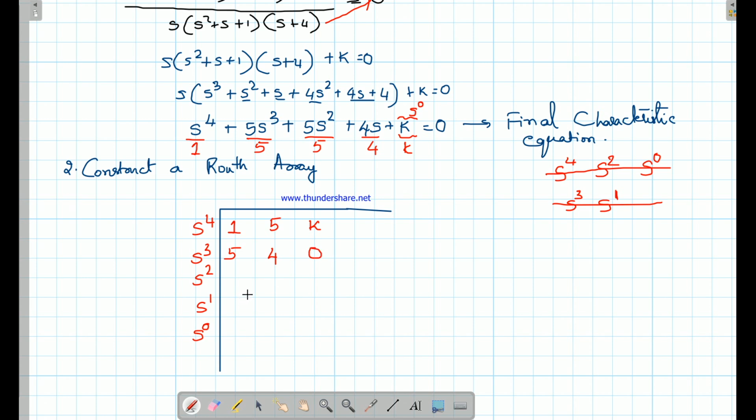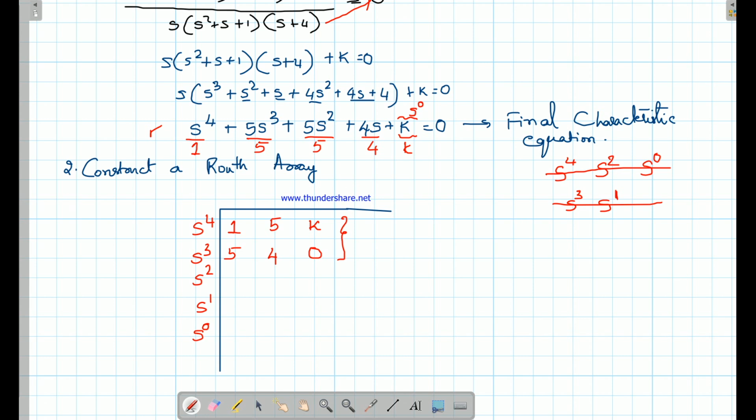Now for any ROUTH HURWITZ criteria, the first two rows will be written based on the coefficients of the characteristic equation that you have. The consecutive rows of the ROUTH array should be found using the RH criteria method. Now how to do that?